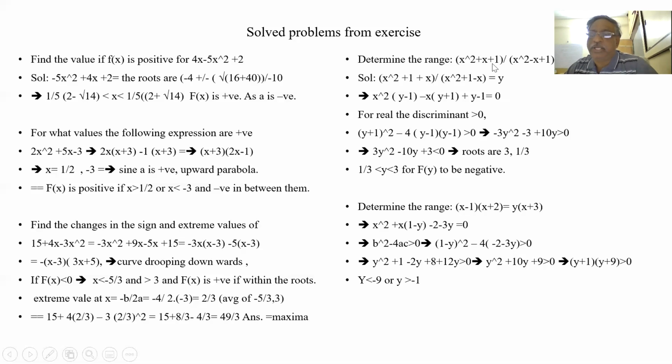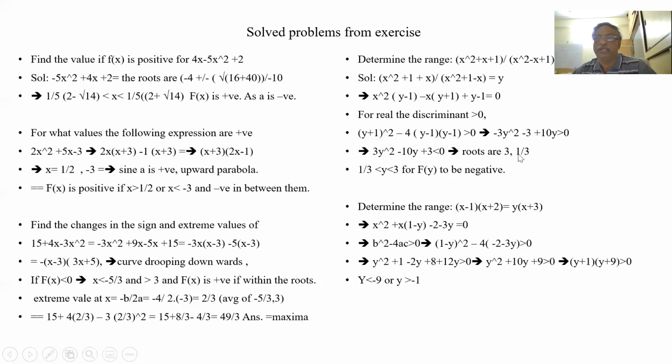Now let us find out the range of this mixed expression: x square plus x plus 1 by x square minus x plus 1. How to find out in such cases? Let us assume it as y. So I converted it to a quadratic in x, with y as a coefficient. For this to have a real root, this b square minus 4ac should be more than or equal to 0. So y plus 1 whole square minus 4ac should be greater than 0. Then if I remove minus here, it should be less than 0.